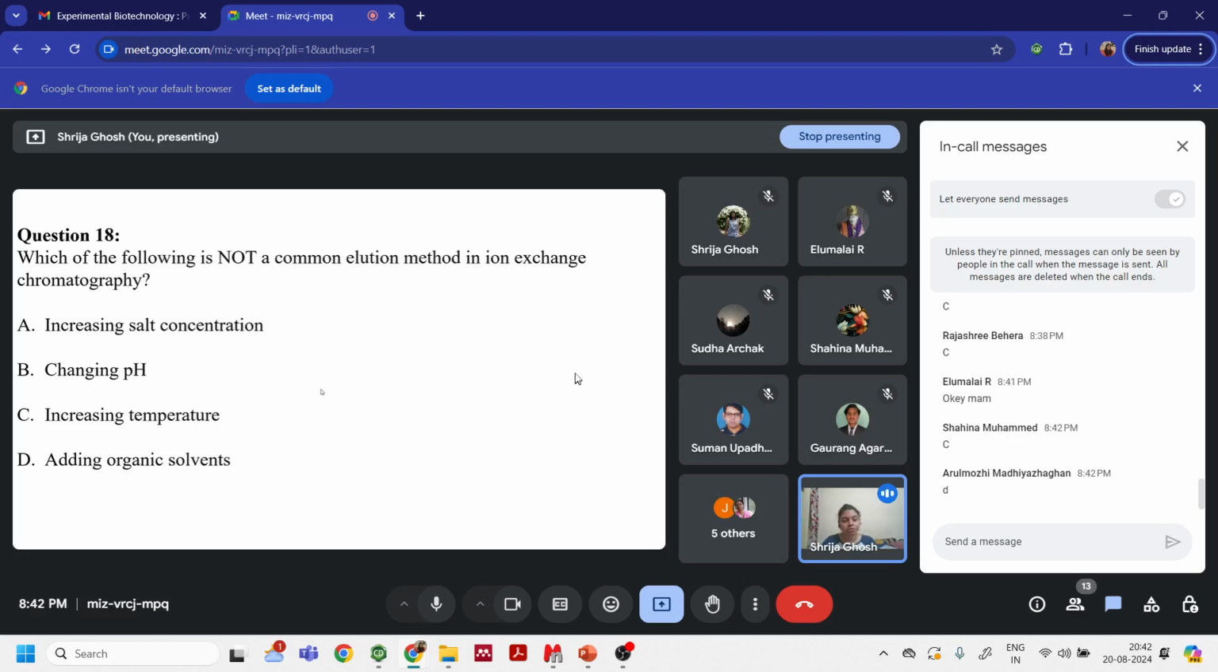We have one answer, option C. We have another answer as option D. We have majority answers as option C. Technically, both options C and D are correct. Adding organic solvents won't affect the charge. What will it affect? I told you what will happen. If I add organic solvents, what parameter or what kind of property will be affected by the addition of organic solvents? Tell me.